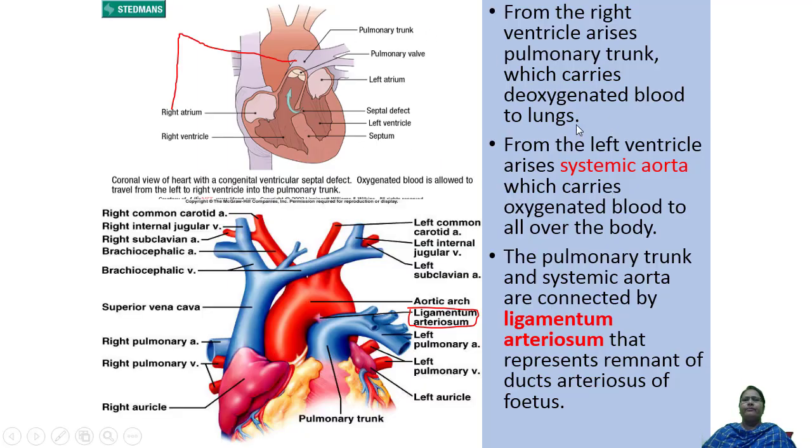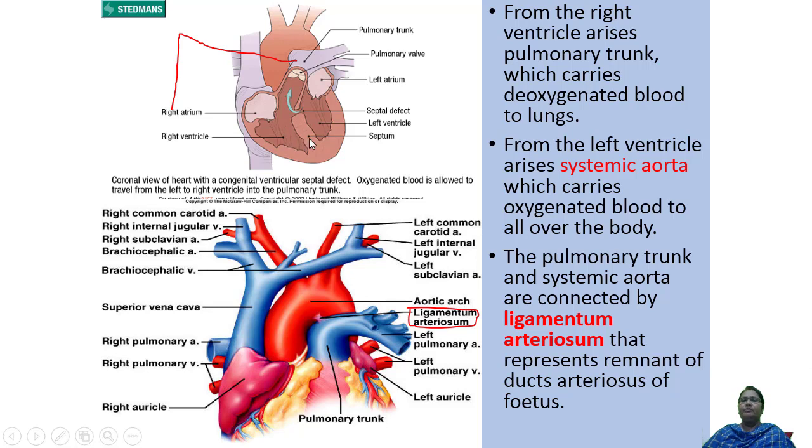Now, from the right ventricle arises the pulmonary trunk. Now atrium we have finished. Now this part is the ventricles. Two ventricles are there. This is the right ventricle, this is the left ventricle. Now we are talking about the right ventricle. The pulmonary trunk arises from the right ventricle, and it carries deoxygenated blood to the lungs to get purified, to get oxygenated.